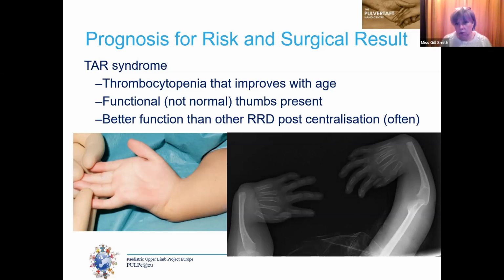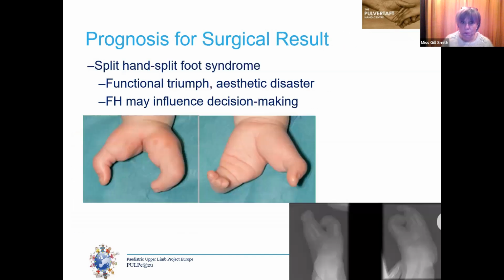Now, some TAR syndrome patients won't need surgery. They may be almost phocomelic. And the other really relevant thing is a lot of them will have lower limb problems that are significant. But certainly you don't want to be diving in, not realizing that these patients will have a thrombocytopenia, because you will cause problems. And then you come to, what's the prognosis for a good surgical result? Because obviously when we operate, we want to get good results if we can.